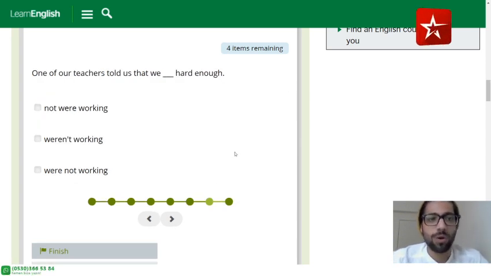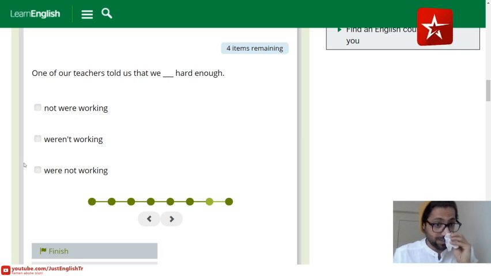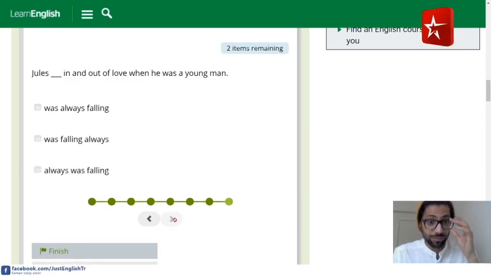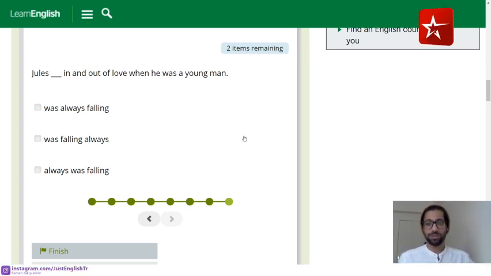Moving forward. One of our teachers told us that we blank hard enough. A it is, but this one, guys. Which one? B and C. Thank you. Julius blank in and out of love when he was a younger man. When he was a younger man.